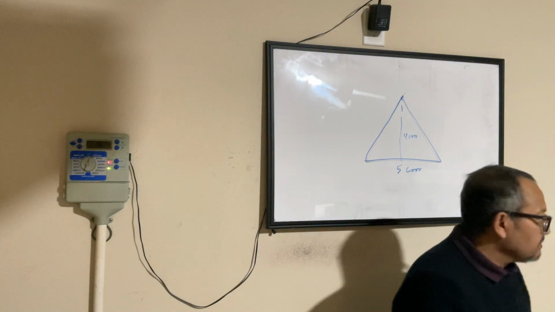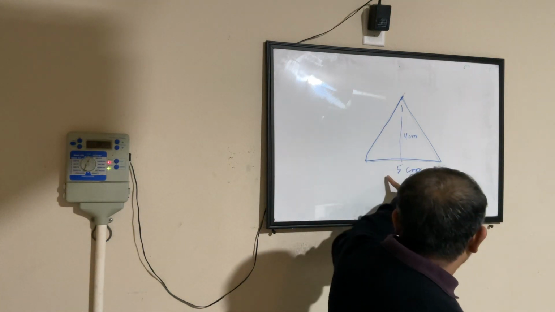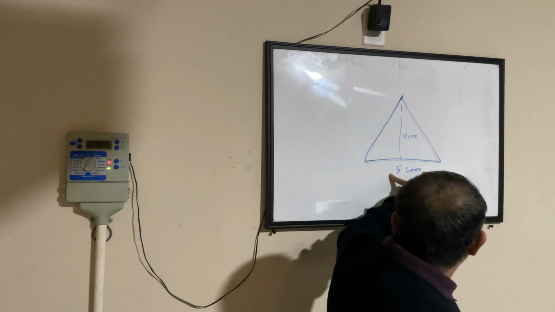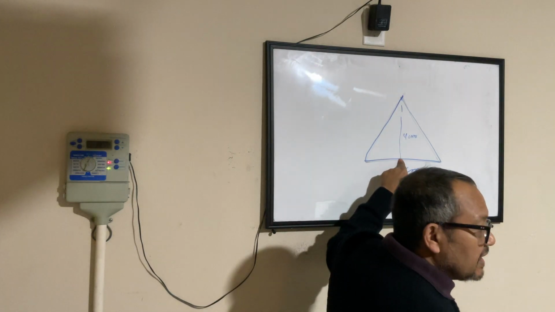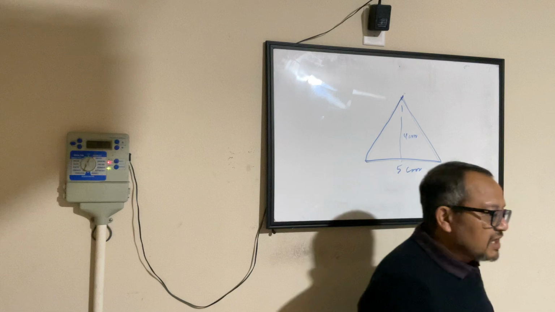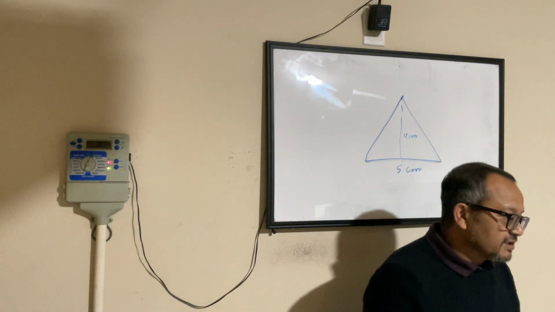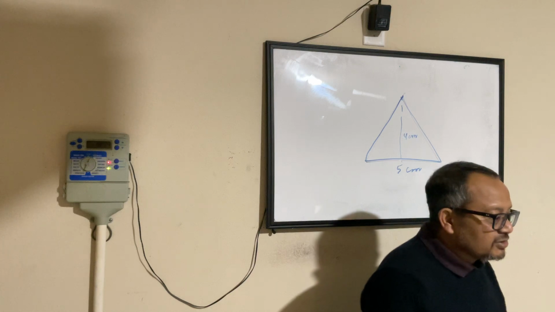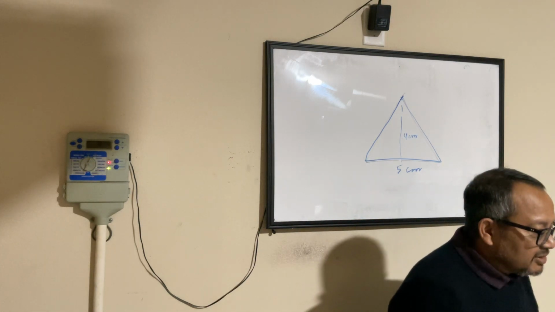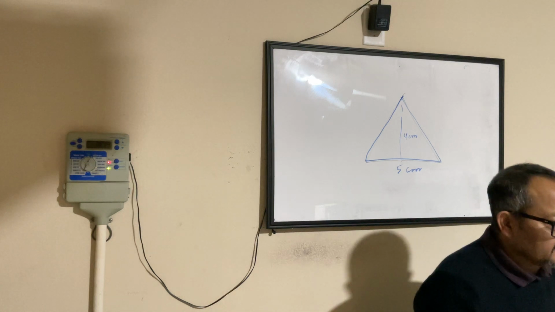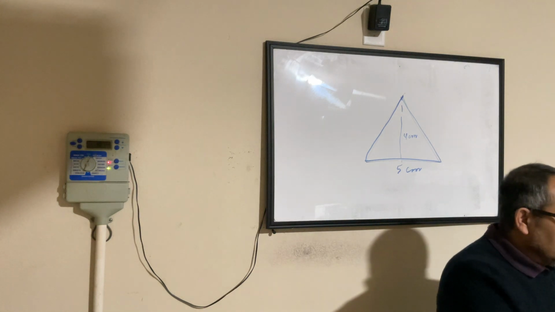Yeah, that's fine. So I'm telling you that this is an equilateral triangle where this side is 5 centimeters and the height from the top to this side is 4 centimeters. I'm asking you to find the perimeter of this triangle and also the area of the triangle. Now let's see who all is able to do it without any problem.